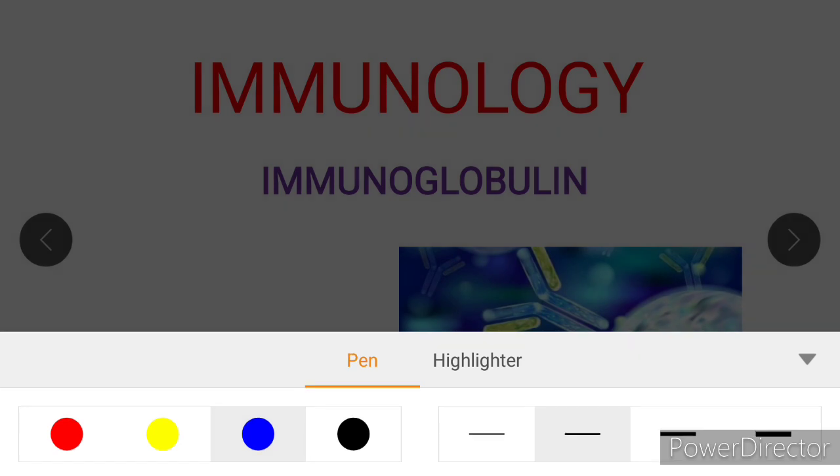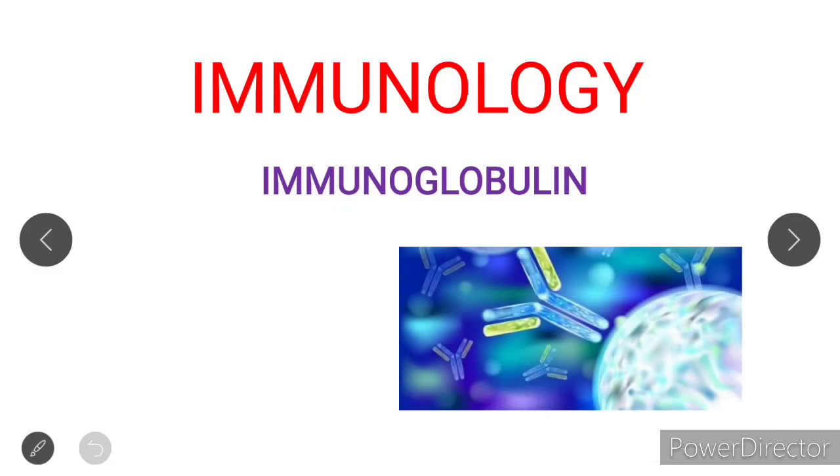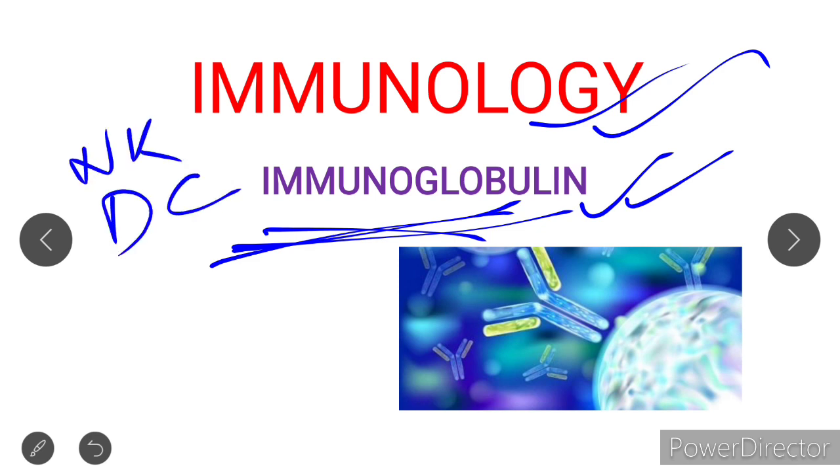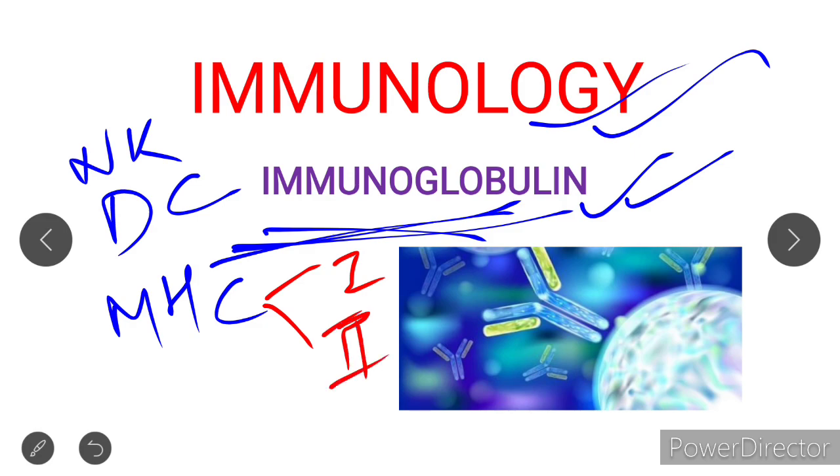Students, in today's lecture we are going to discuss another part of immunology, that is immunoglobulin. This topic, immunoglobulin, is very important from the examination point of view. In the previous lecture I discussed the basic and some major concepts of immunology. For example, I discussed NK cells, dendritic cells, and MHC molecules, both class 1 and class 2. These are the major portions that I discussed in the previous lectures.